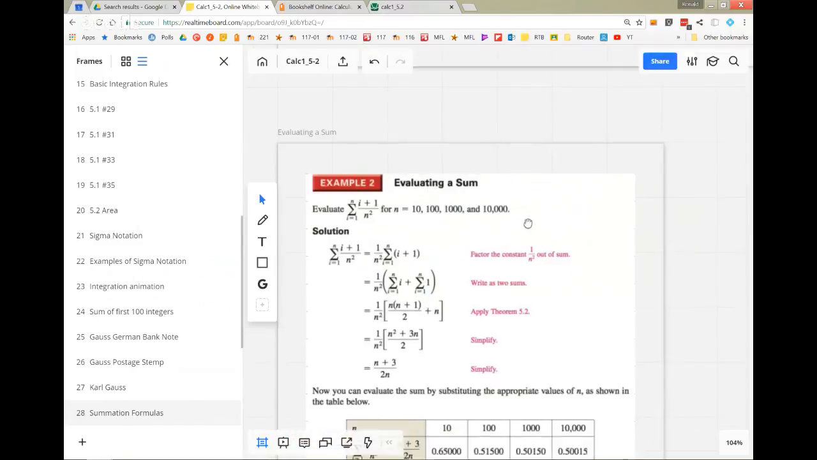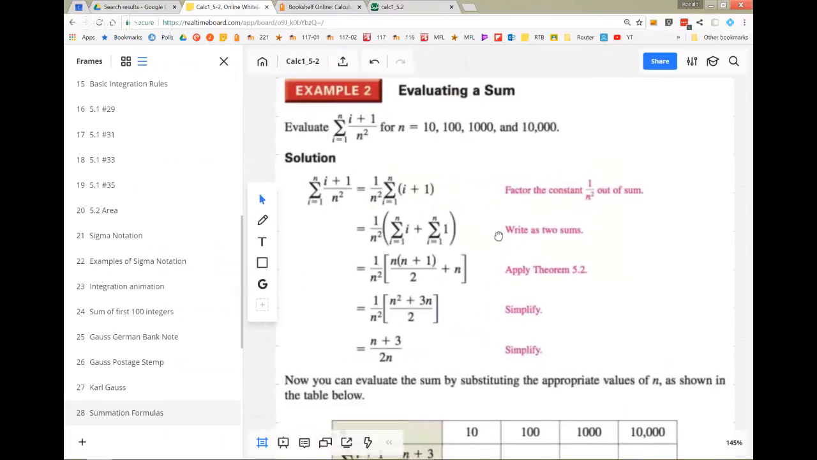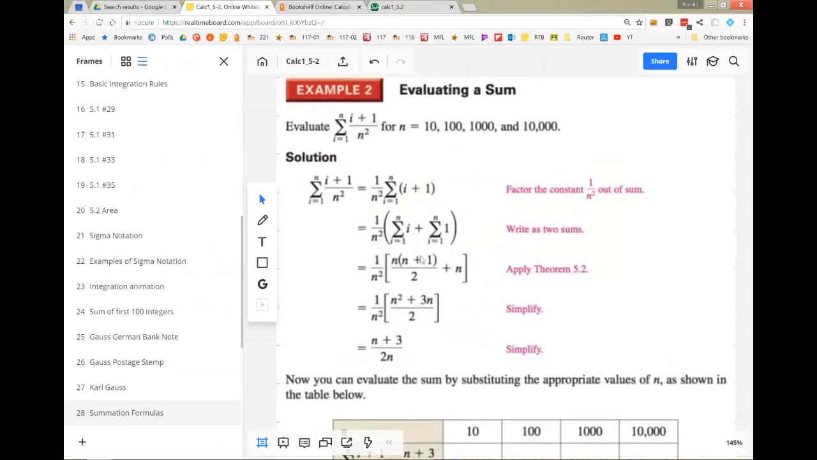All right, so let's take an example of a problem. We want to show you how you can evaluate a sum, and at the same time make use of some algebra to simplify things. So here's our original problem up here.